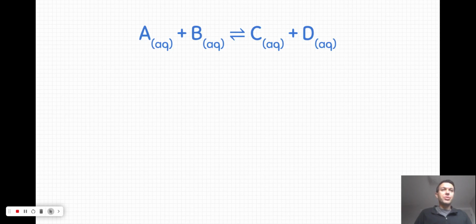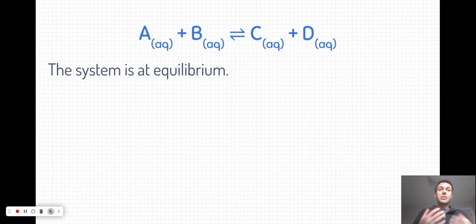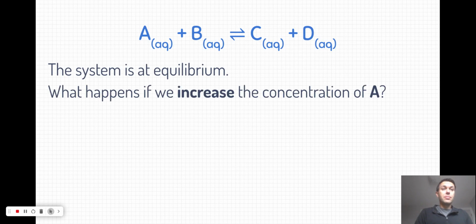For changes in concentrations, let's consider this theoretical equilibrium system where the forward reaction is A and B combining to produce C and D, and the reverse reaction, moving from right to left, is chemicals C and D combining to form A and B. Let's take the system and assume it has already reached chemical equilibrium. Now let's think about what will happen if we increase the concentration of A.